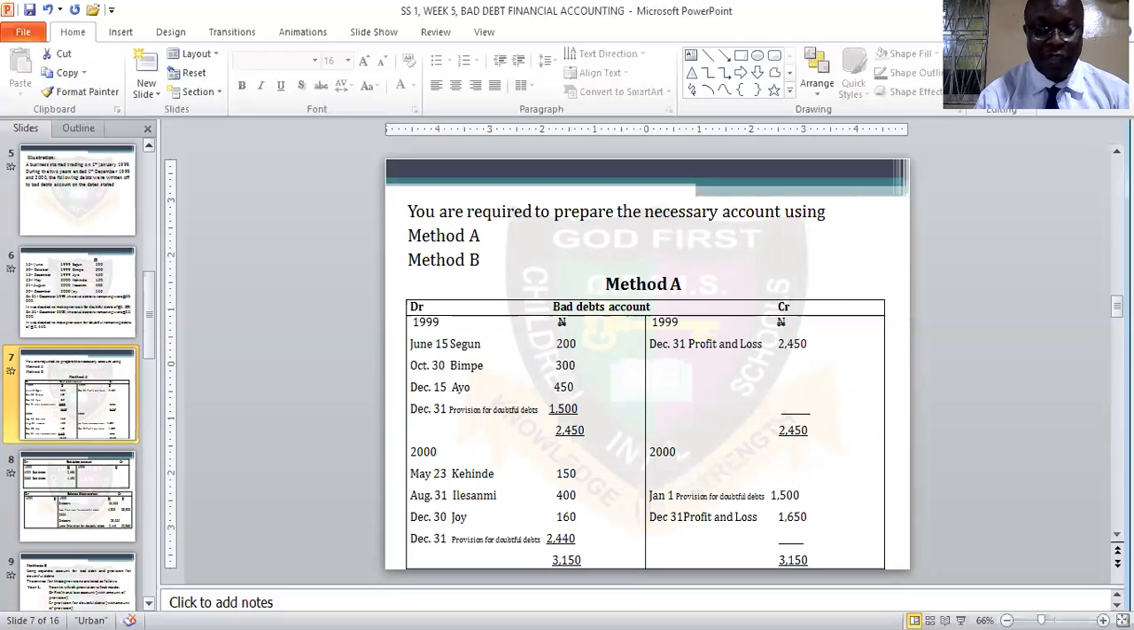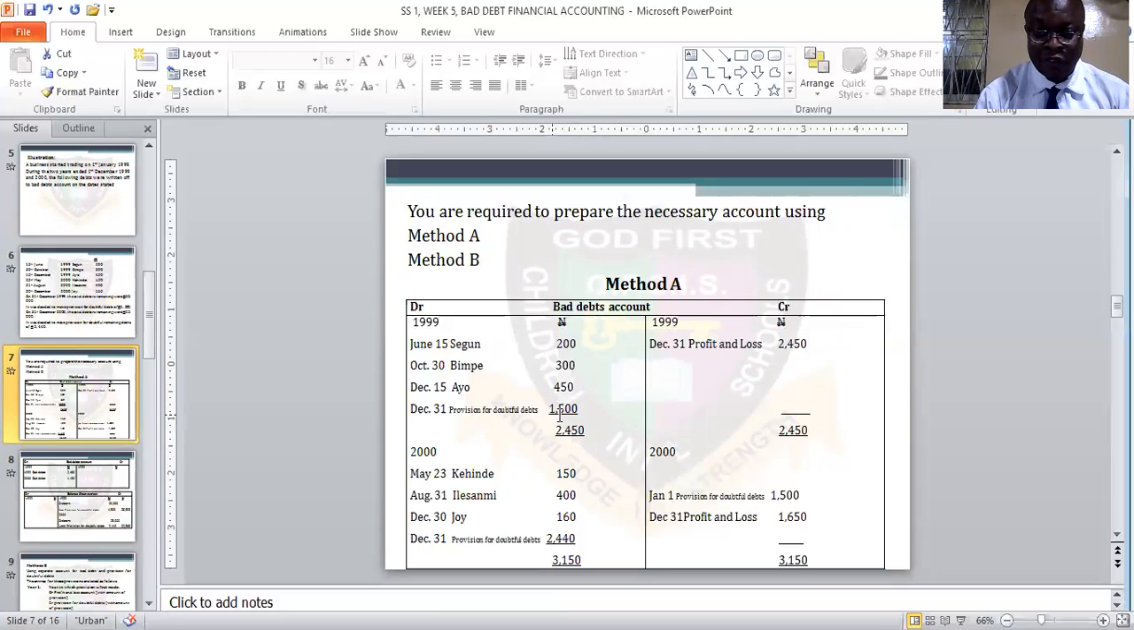I told you that we are given 2 years, 1999 and 2000. So for 1999, we have Shegun 200 naira, Bello 300 naira, and Ayo 450 naira. Then we are given a provision of bad debt of 2,450 naira. So subtract it from the balance of the debit side, and you are going to have 1,500 naira as provision for doubtful debt.